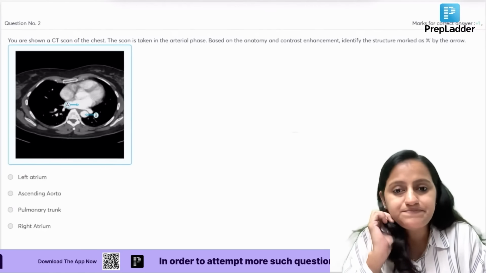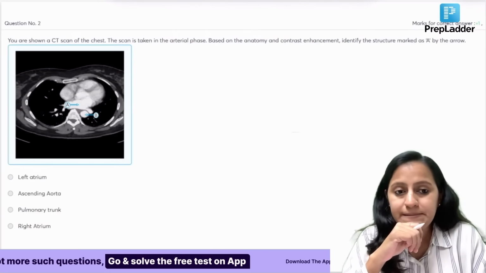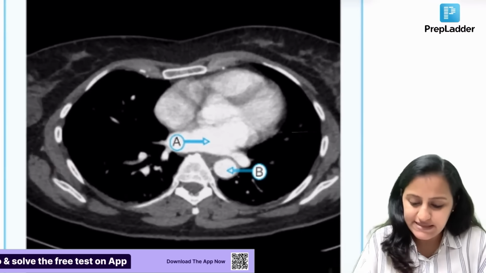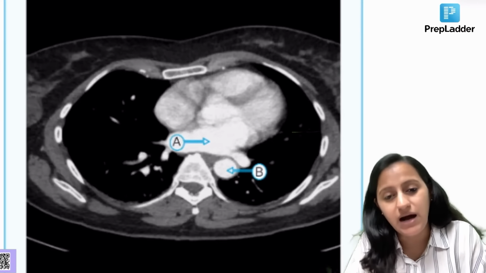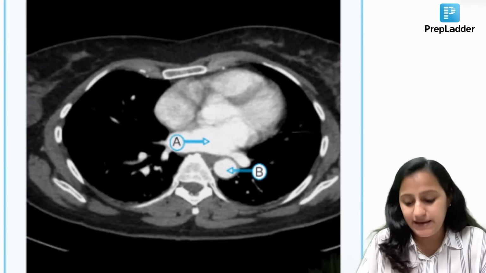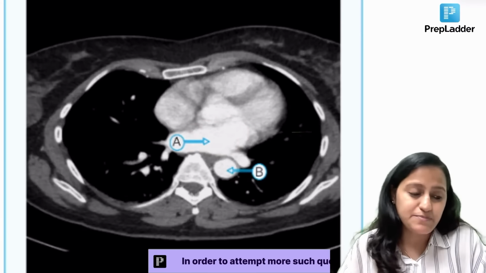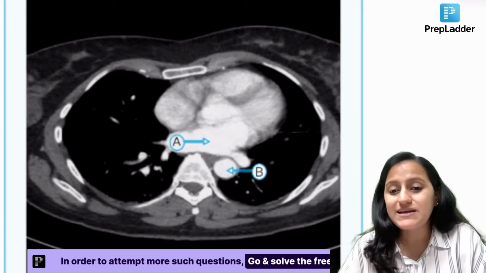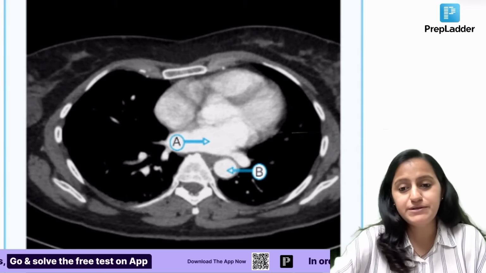What is this? CT scan, identify the structure. Right, so look at the CT. This has been asked twice in the FMGE exam, identifying the chambers of the heart. Easiest way to identify the chamber which is marked here. Is it the anterior most chamber or is it the posterior most chamber? What chamber do you think is this? Yes, is it the anterior most or the posterior most chamber?